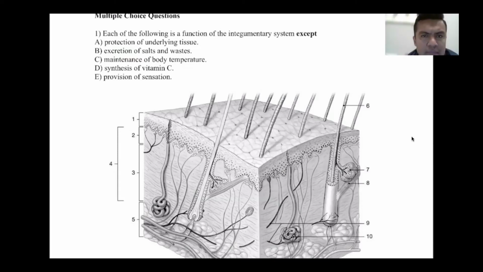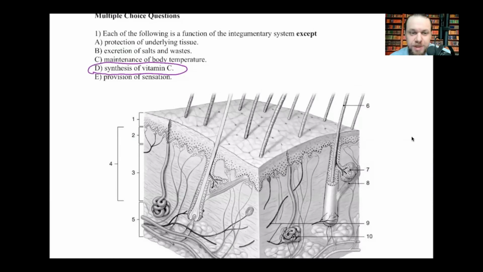Each of the following is a function of the integumentary system except... D. You said D, right? Yeah, D is right. Correct. Vitamin C, we don't synthesize. We get that from the diet and supplements, I guess. Vitamins. You guys remember the disease scurvy, right? Scurvy, lack of vitamin C.